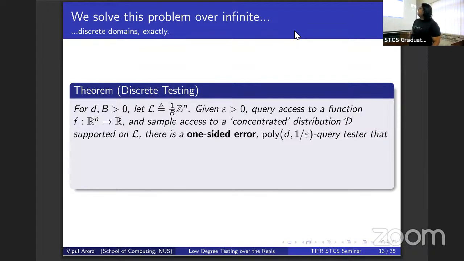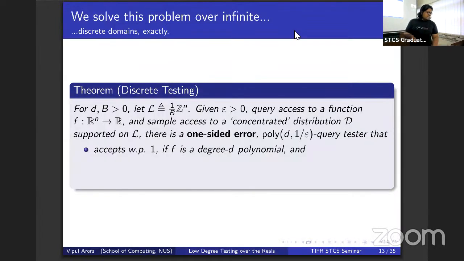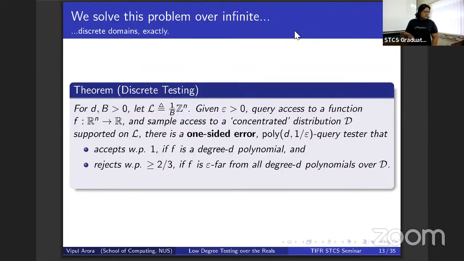Okay, so let's go over the result for the discrete testing case. So you have the degree parameter d, b greater than 0 is the finest parameter of the lattice L, which is 1 over b0 to the n. You have again the distance parameter epsilon greater than 0, query access to f from R into F, and sample access to again a concentrated distribution supported on the lattice elements. And we show that there exists a one-sided error, poly(d, 1/epsilon) query tester, that accepts f with probability 1 if it's a degree d polynomial, and rejects f with high enough probability if f is epsilon-far from all degree d polynomials with respect to the distribution D.